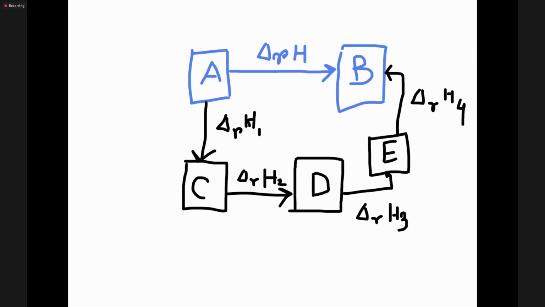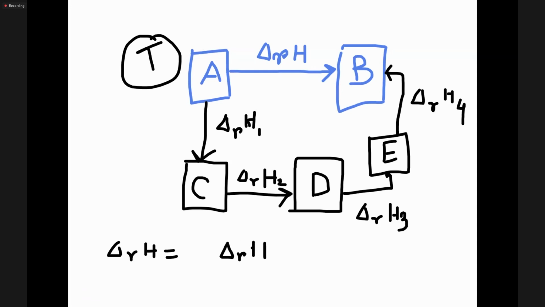Now, according to Hess's law, if we have the reactant and product intact, and the entire process is carried out at a constant temperature T, then the del RH value will be equal to the summation of all these values. It will be del RH1 plus del RH2 plus del RH3 plus del RH4, which we can write in a short manner using the summation sign: del H i, summation i equal to 1 to 4. So this is the mathematical representation of Hess's law.